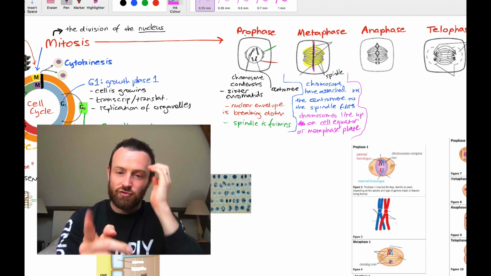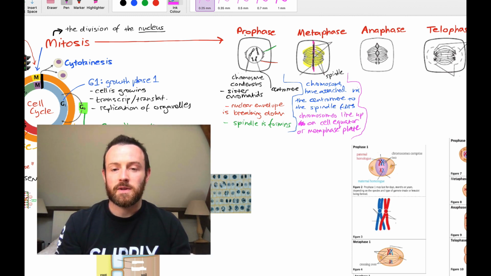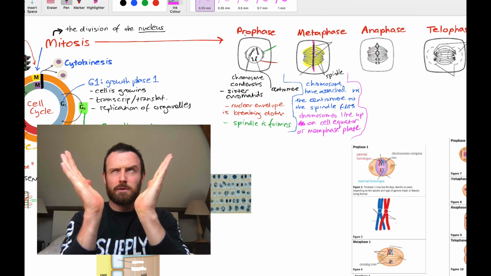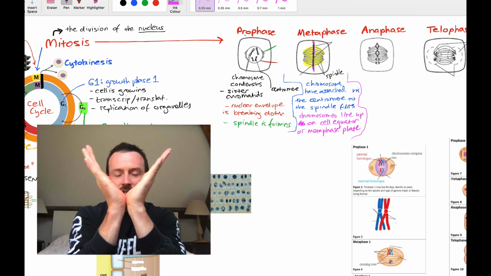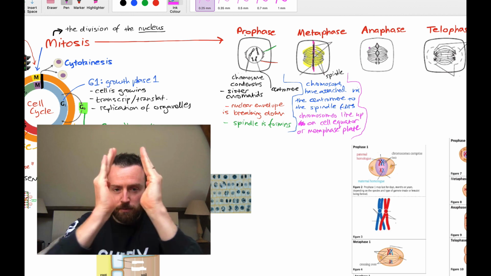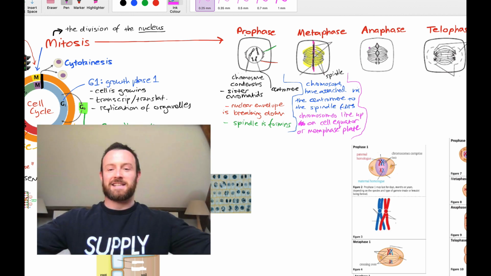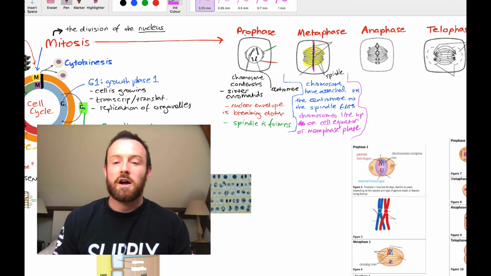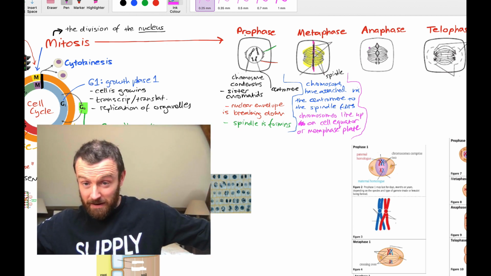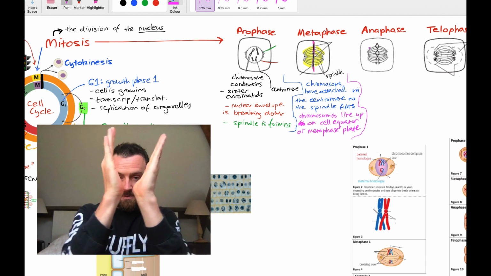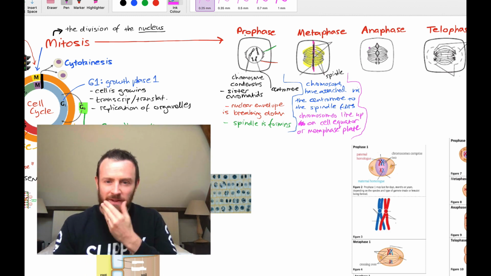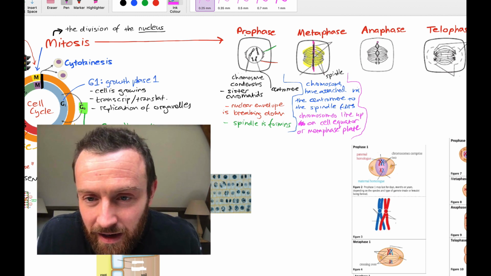And when you have to draw these diagrams, be very mindful of how it's drawn here. I'm not sure if I'm going to be able to do this with my hands. Yes, I think I can. So as soon as it's pulled apart, it moves like this, okay? So the centromere is being pulled along the spindle fibers, okay? So we go from this to this, and then it's pulled that way. I hope you understood what I was trying to show there. But you can see it in this diagram here.